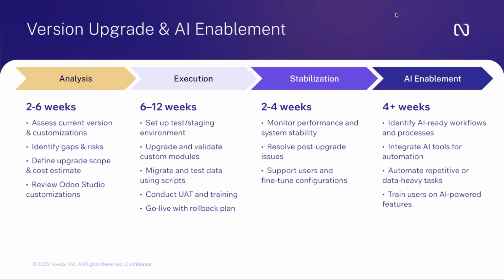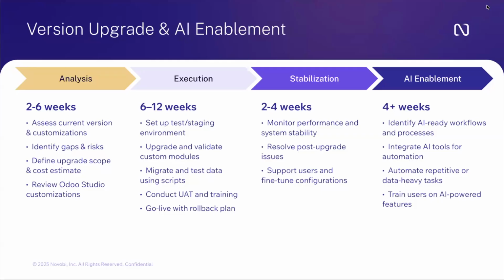Yeah, so typically we want to take a phased approach so that we minimize the risk. Of course, a version upgrade brings a lot of benefits, and it provides you with more features and performance improvements. Also, AI is native in Odoo version 19. So if you have AI needs, you don't have to spend time and money to customize Odoo for AI capabilities, it's simply a matter of configuring the AI agent to do the work for you.